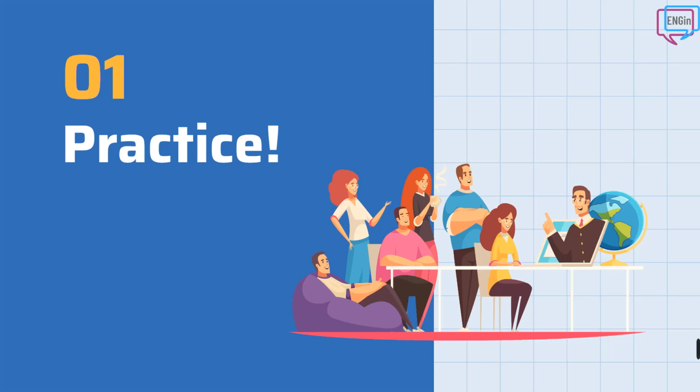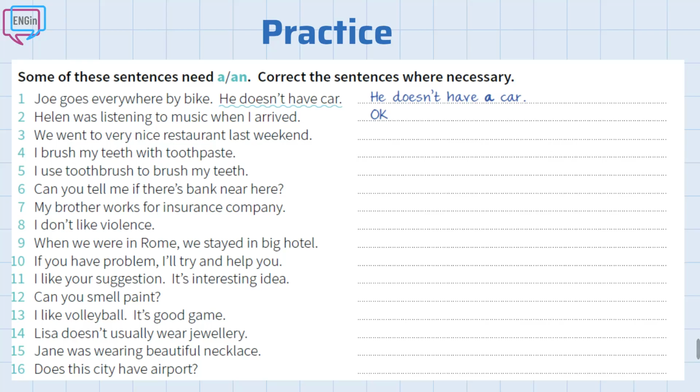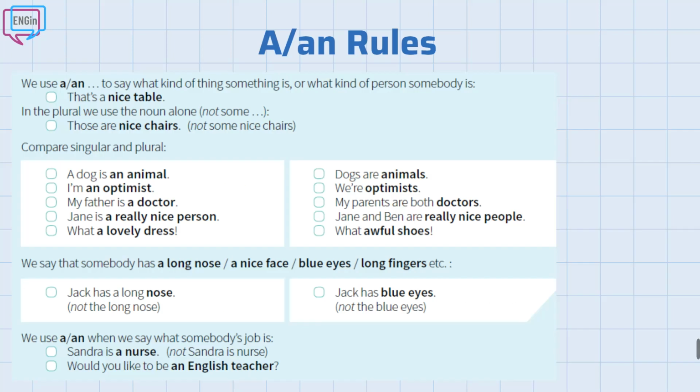After that, please devote some time to practice. You can use an activity suggested on this slide where learners need to correct the sentences where necessary. After that, proceed to part 2. Explain the usage of the indefinite articles "a" and "an."